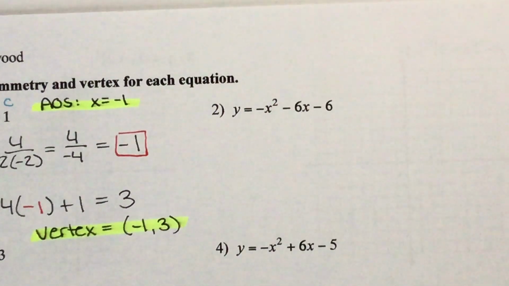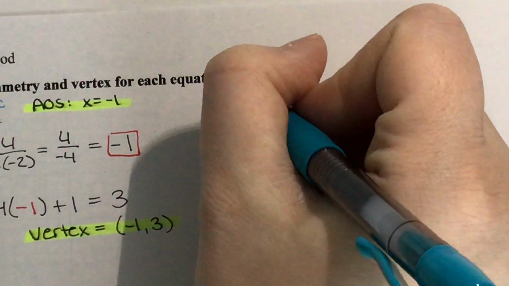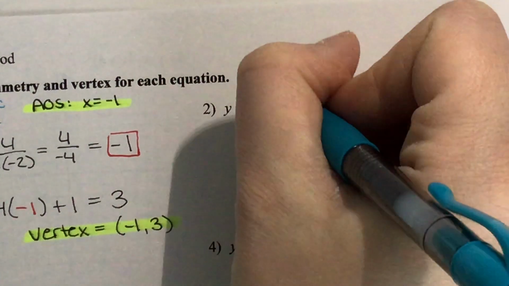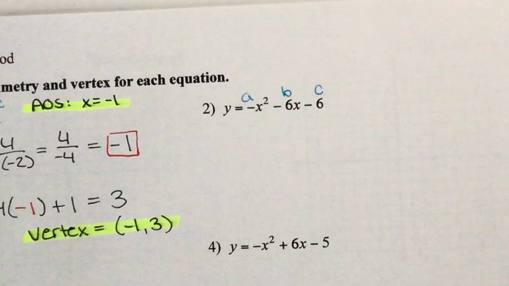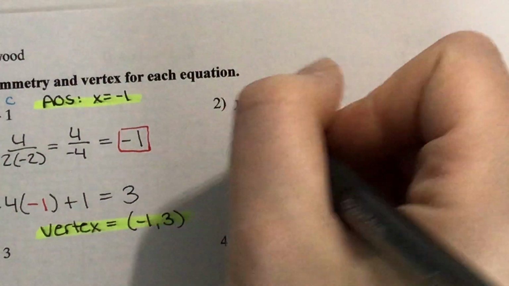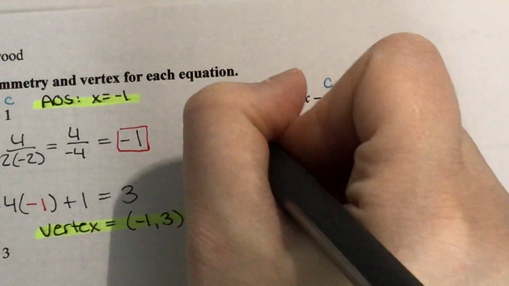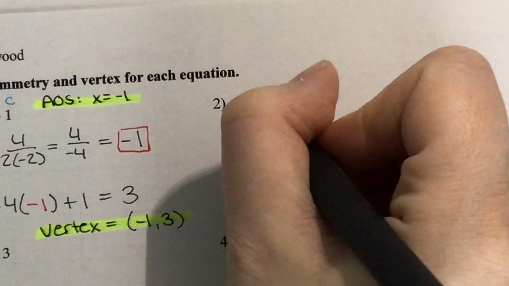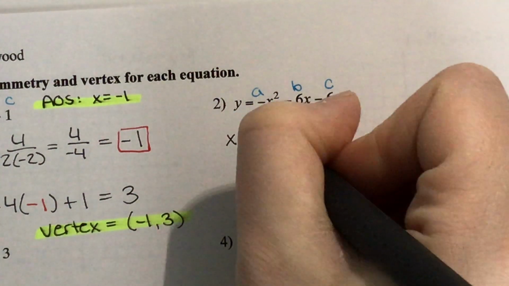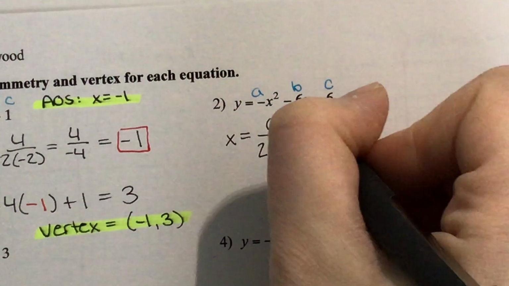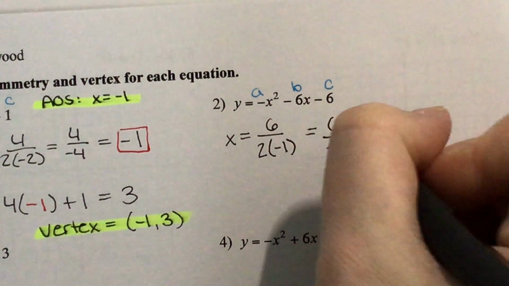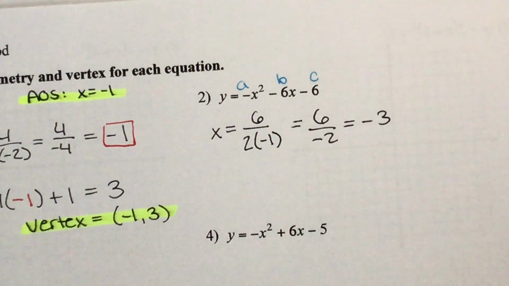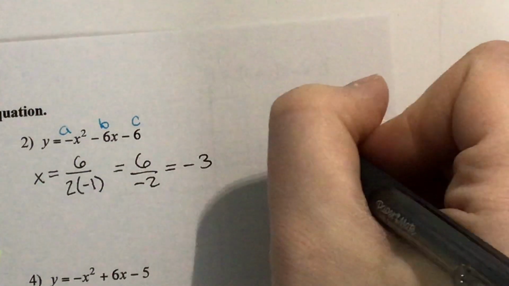Number 2, again, labeling A, B, and C is going to be helpful. In this case, A is just the negative here. It's -1. So A is -1, B is -6, and C is -6. All right, so x equals -b. B is already negative in the equation, so it turns positive. So 6 all over 2a. A is -1, so this is 6 divided by -2, which turns out to be -3. So there's my axis of symmetry, x equals -3. And I'll write it over here.